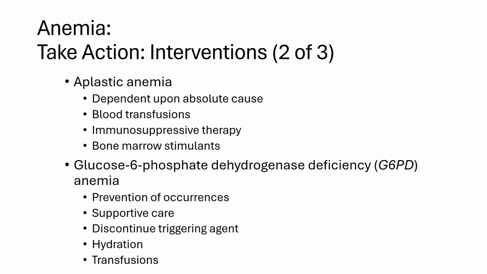And bone marrow stimulants, for example, epoetin alpha is a bone marrow stimulant that is given, and that helps with increasing the production of blood cells in the bone marrow.